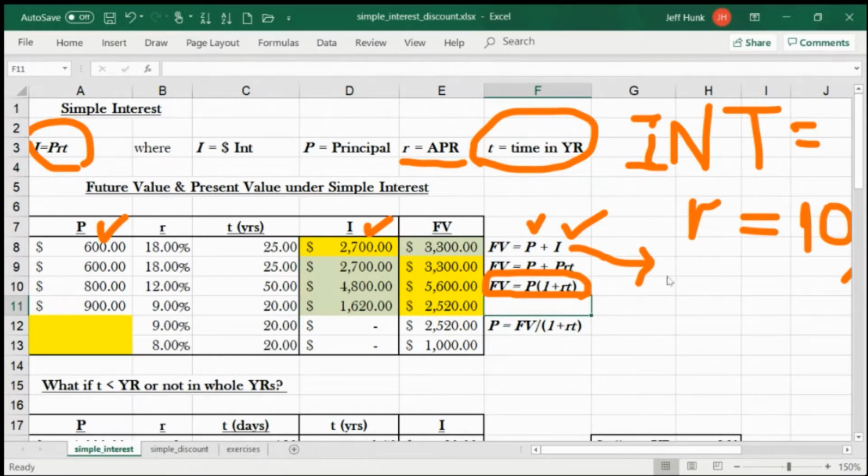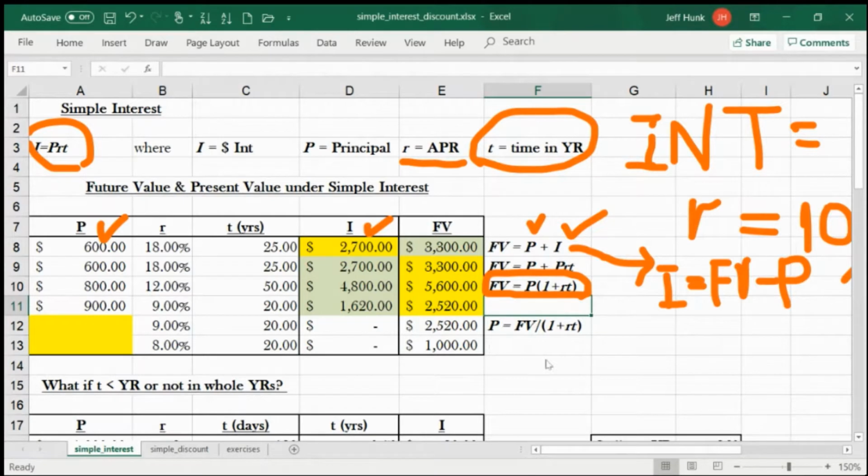So then interest is future value minus principal. Or vice versa: if you know interest and you know future value, then you can find principal by subtracting interest from future value.